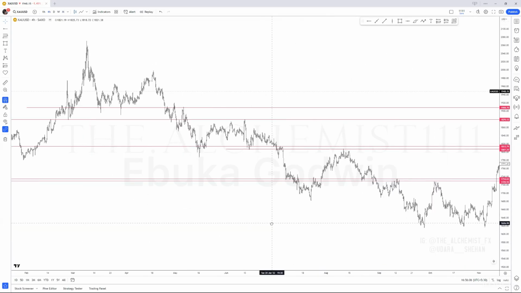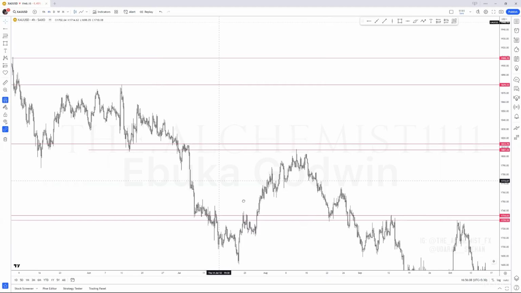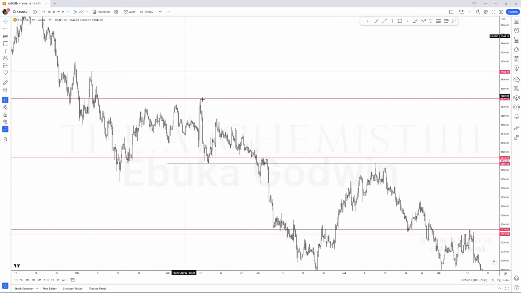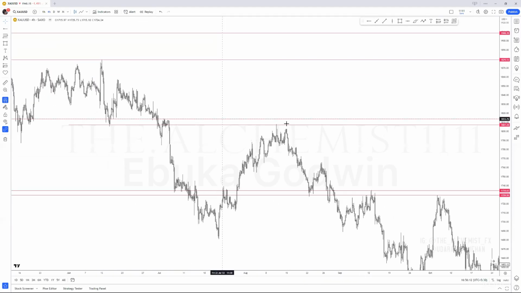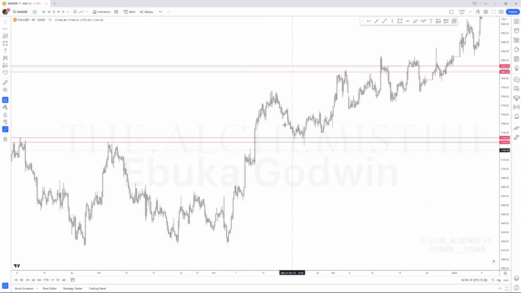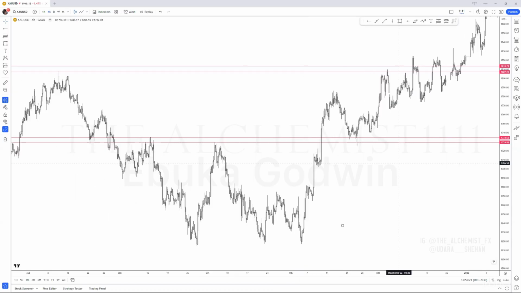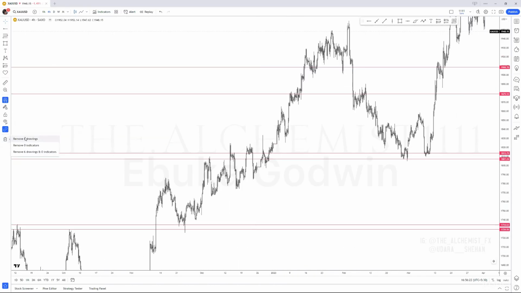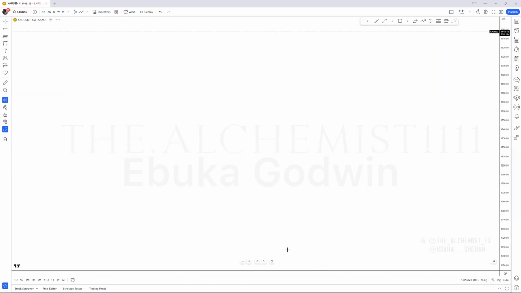Look at the entries if you paid attention to them. See this? Look at this. Once that level is broken, it is being used as a support. We have all of that. So very, very, very strong. These monthly levels are very strong.